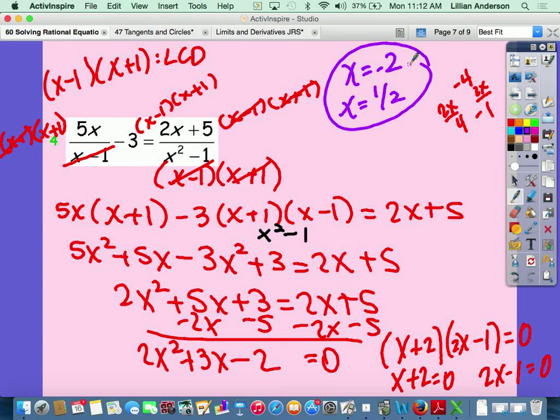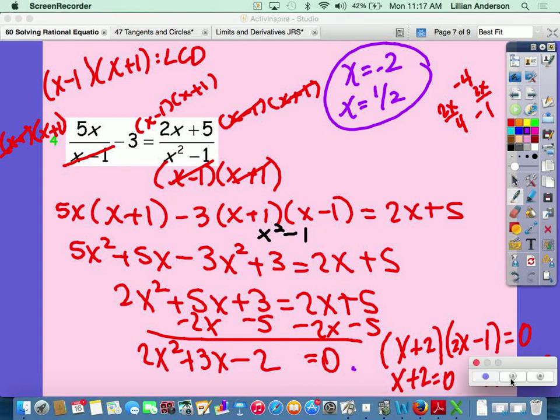So now let's check those solutions. They both work.